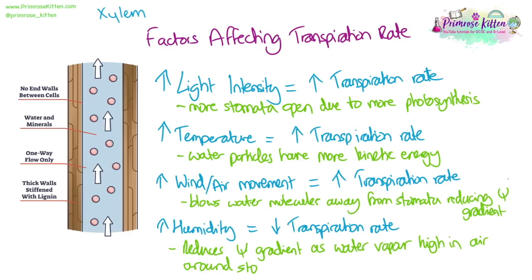This is because it reduces the water potential gradient, because water vapor will be in higher concentration in the air around the stomata, so the difference between the inside of the leaf and the outside of the leaf is reduced.